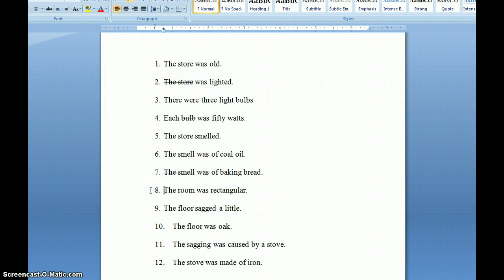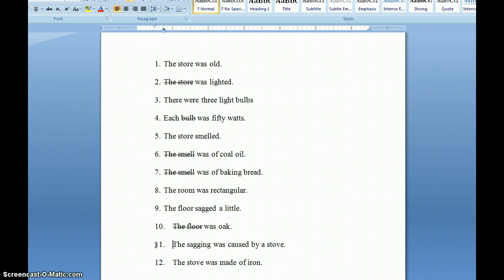Sentence 8 says the room was rectangular. Then we have the floor sagged a little. Well, there's no repetition here, so we're just going to go ahead and leave sentence 8 as it is. Back to sentence 9. The floor sagged a little. The floor was oak. So the words the floor are repeated. We're going to cross them off.